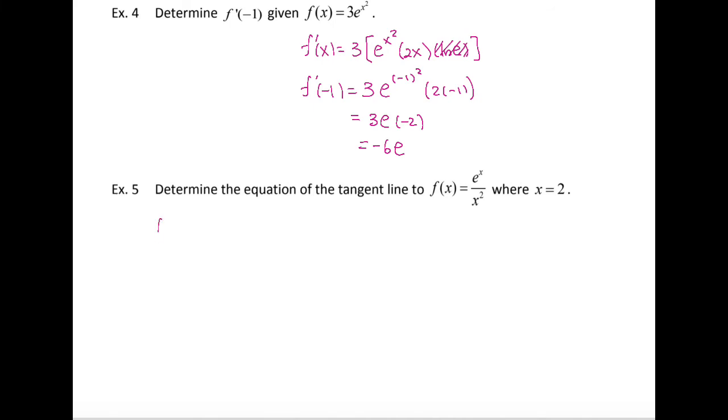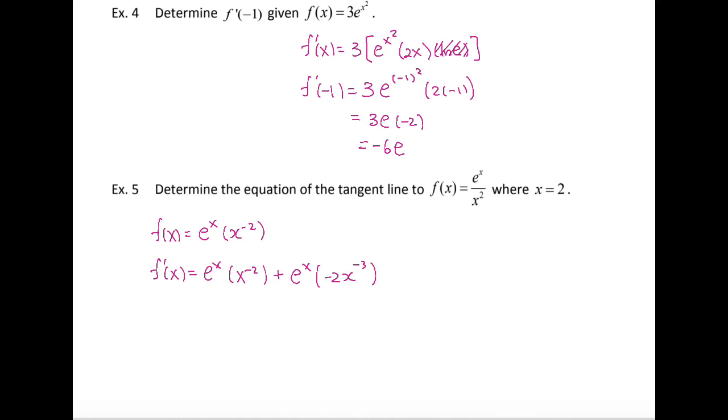So first, I will write f(x) equals e to the power x times x to the power -2. And let's use the product rule. We will get u prime, which is the differentiation of e^x, which is e^x, times v, plus u times the differentiation of the second function, which is x to the power -2. So you bring down the exponent, which is -2, x to the exponent -2 minus 1 will be -3.